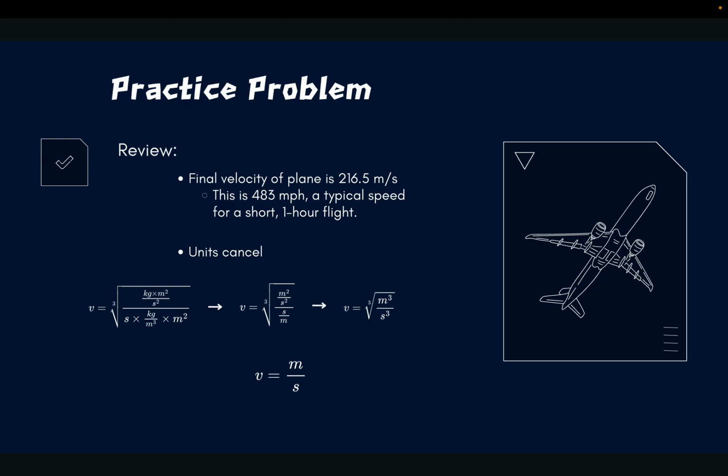Plugging the units into our derived velocity equation, we found that the joules, which is kilograms meters squared over second squared, divided by the time, which is seconds, times the density, which is kilograms per meters cubed, times the surface area, which is meters squared, derives down to meters cubed over seconds cubed. We take the cube root of this, which gives us meters per second, which is, of course, the standard unit of velocity.